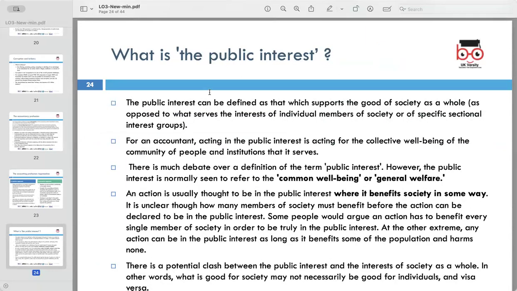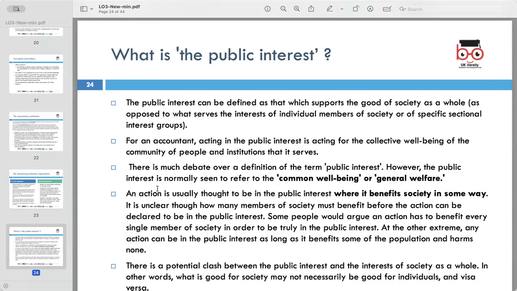What is the public interest? Any comments on this, the public interest? Yeah, anything that affects the general public, either positively or negatively.